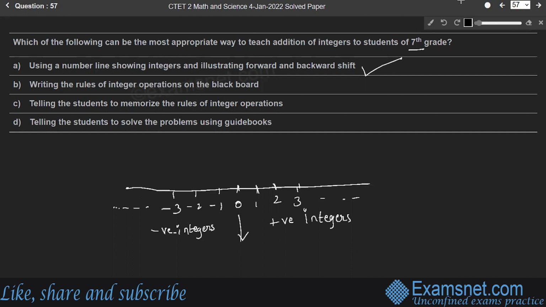So the questions which only check procedural learning, rote memorization and drill do not initiate the mathematical thinking of students. Using a number line showing integers and illustrating forward and backward shifts, they take care of the multisensory approach, that is, the activities included for hands-on experience may include seeing, listening, assembling, fixing, moving, etc.